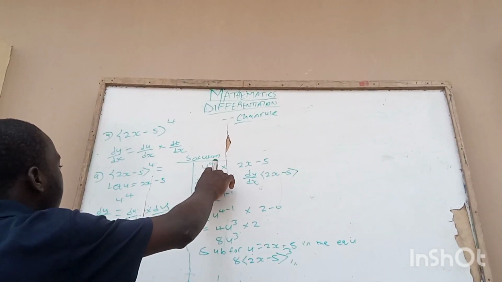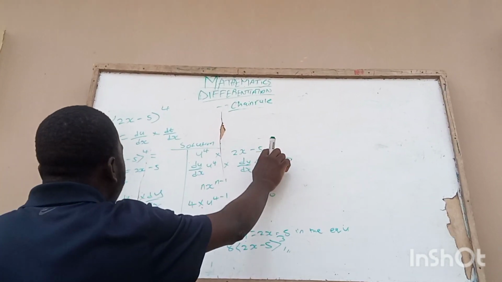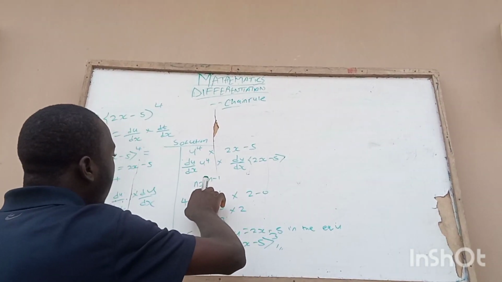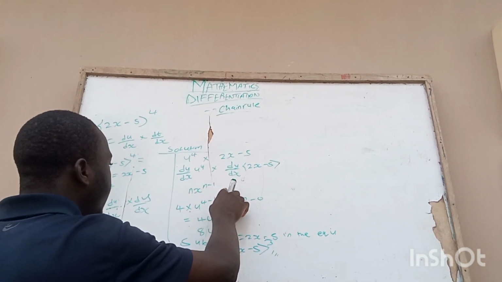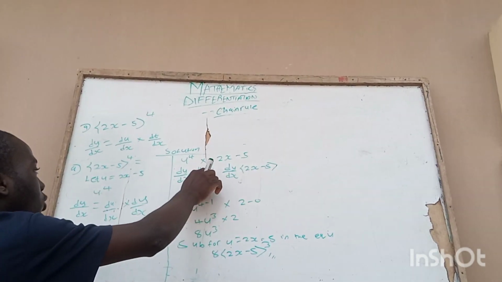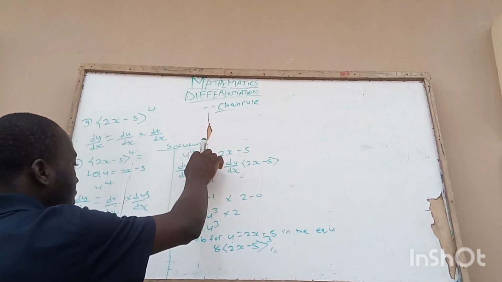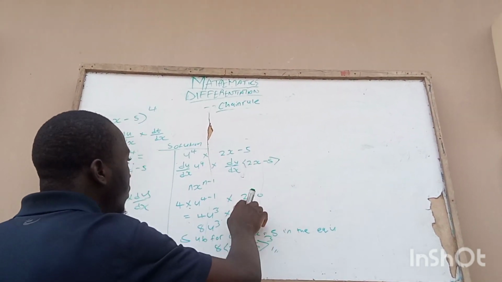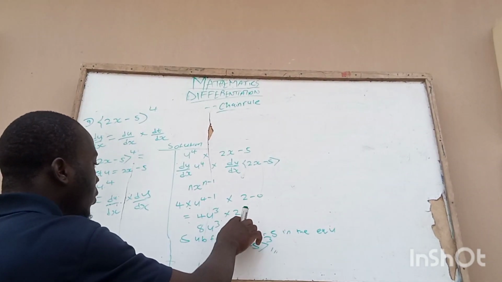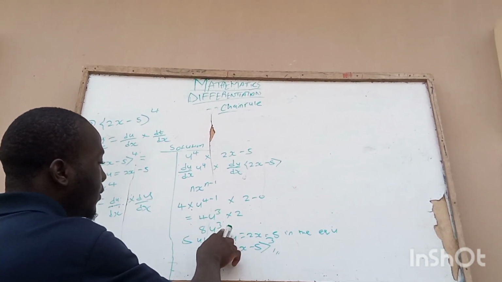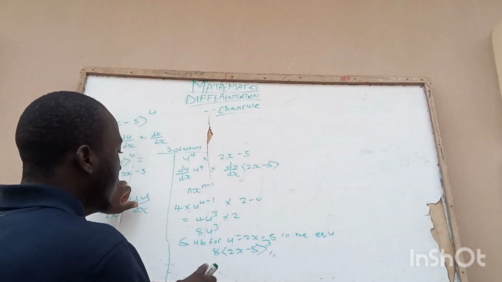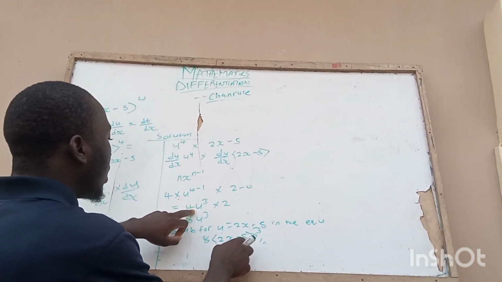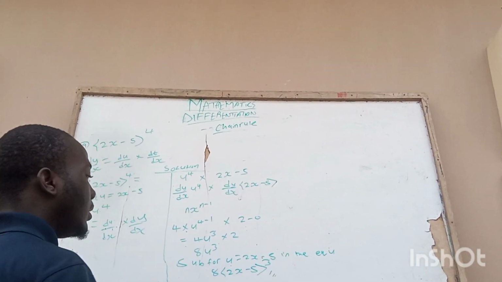That is dy/du of u raised to power 4 multiplied by du/dx of our substitute, u equals 2x minus 5. So going by our formula n x raised to power n minus 1, the differentiation of u raised to power 4 is 4u raised to power 3, multiplied by the derivative of 2x, which is 2, and of any constant is 0. So we have 2 times 4 to be 8u raised to power 3. Now substitute u is equal to 2x minus 5 in the equation. So we have 8, our u is 2x minus 5, everything to the power of 3.